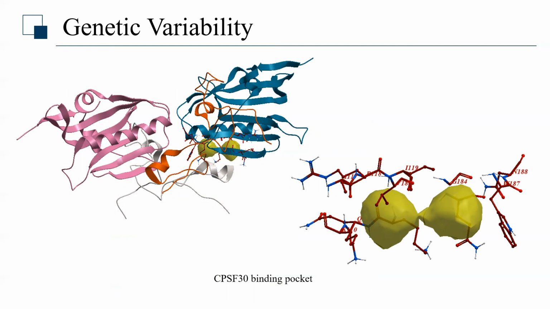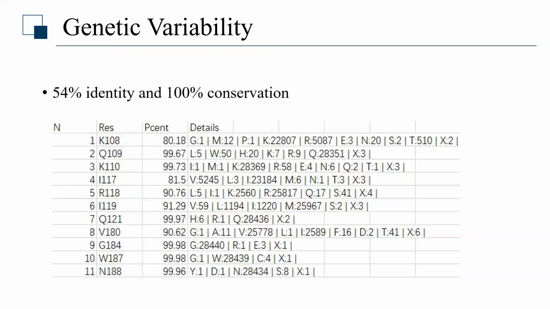The binding pocket of human CPSF30 factors is lined with residues that are shown on the right. And you can see the pocket is very small, with two lobes on the left. A multiple sequence alignment indicates a 54% sequence identity and 100% sequence conservation. So the residues are almost completely conserved among all influenza A viruses. Therefore, mutations at the conserved sites of the human CPSF30 binding pocket are very likely to have no impact on ligand binding. The drugability score and conservation of residues suggest that this binding site can be a potential candidate target site for drug development.